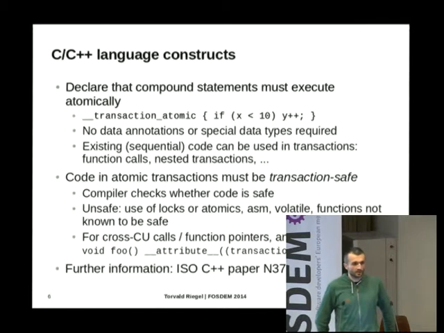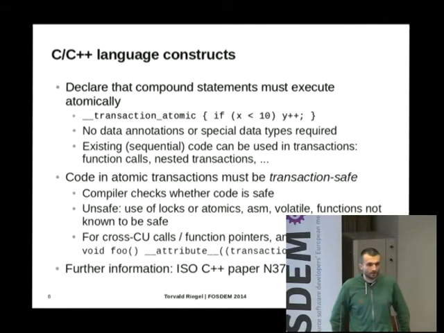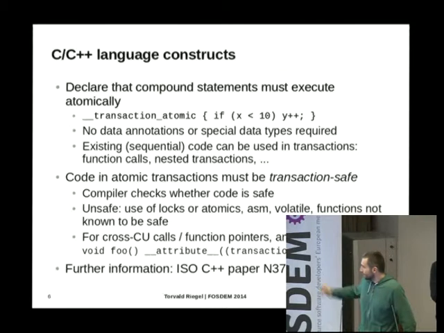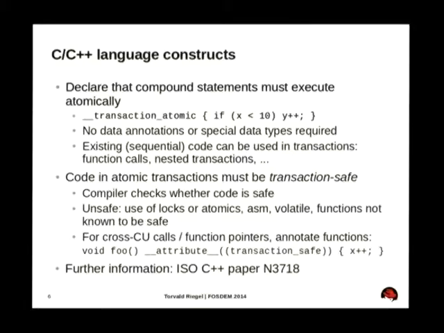However, the code in transactions must be what we call transaction safe. Unsafe code is, for example, the use of locks or low-level atomics, assembler instructions, volatile memory accesses, or simply functions not known to be safe. However, the compiler will actually check whether your code is safe, right? So you get a compile time checking guarantee for that. And because of functions unknown to be safe, for cross-compilation unit calls or indirect function calls or function pointers, you need to annotate your functions with this transaction safe attribute. For example, you say here that you make the claim that foo is actually transaction safe. For further information, have a look at the C++ specification. Best is to just web search for the paper number there, this N number.